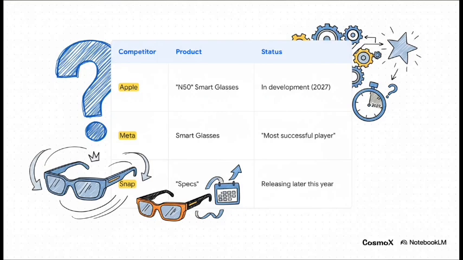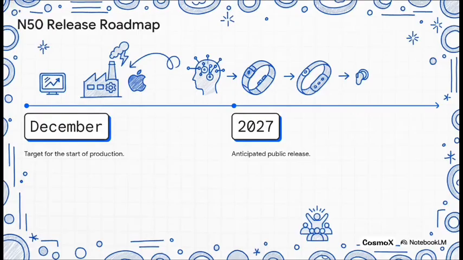And yeah, this slide really lays out the battlefield. You've got Meta, who's already a huge player with their Ray-Ban glasses. Then there's Snap. They've been playing around with specs for years now. And then you've got Apple, aiming for a 2027 release. So yeah, they're kind of late to the party, which means they have to show up with something that's truly revolutionary. And this is where it gets really, really interesting.